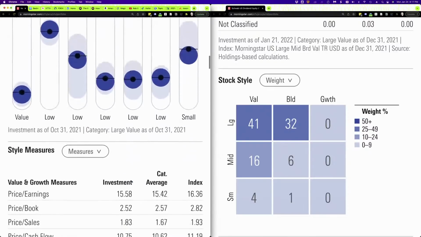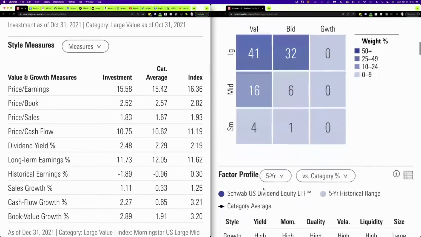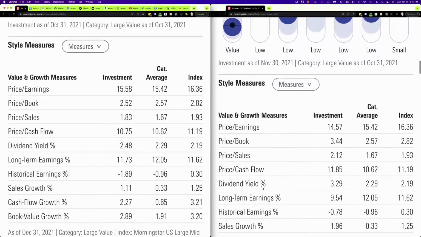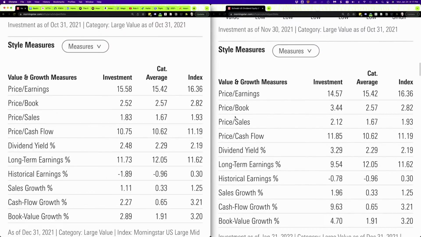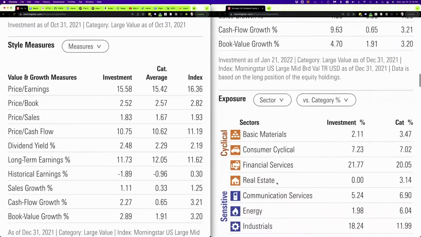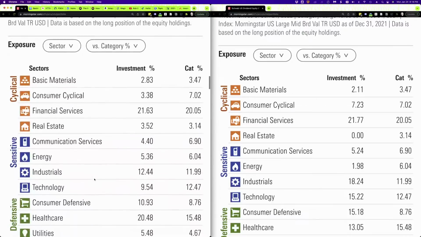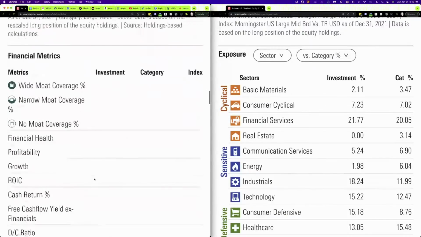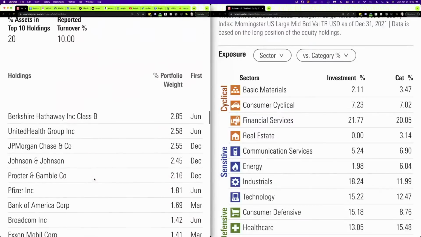And we can come down here and look at their valuation metrics. I would think they would be comparable. Yeah, Schwab's a little cheaper on a PE basis, but a little more expensive on price to book. Price to sales, it's a tad more expensive. Same thing with price to cash flow. But generally speaking, they're comparable. You can look at sectors. I want to go down and look at their top 10 holdings.